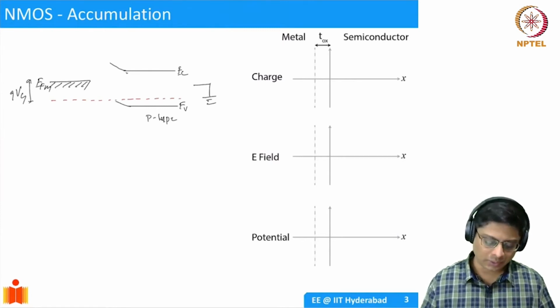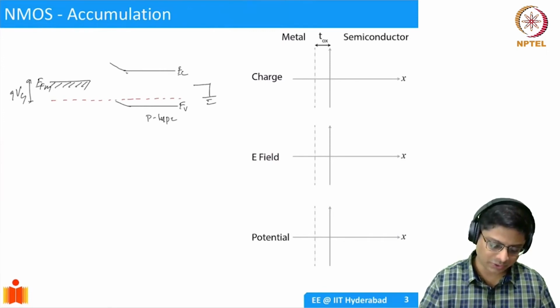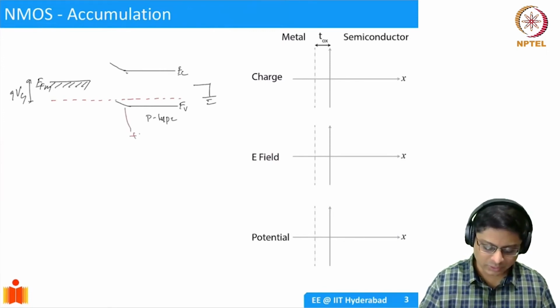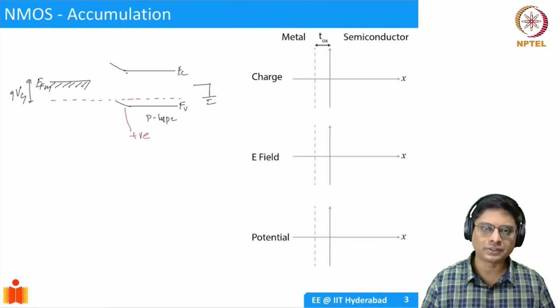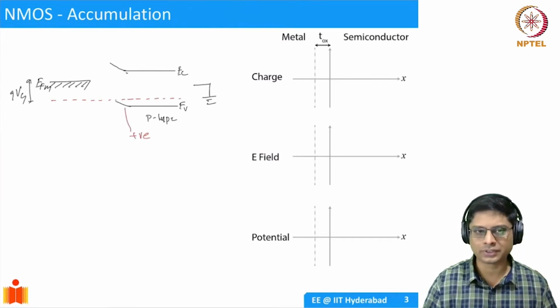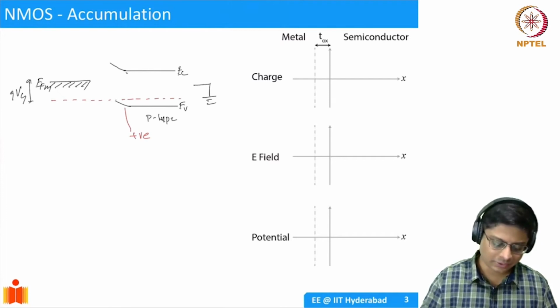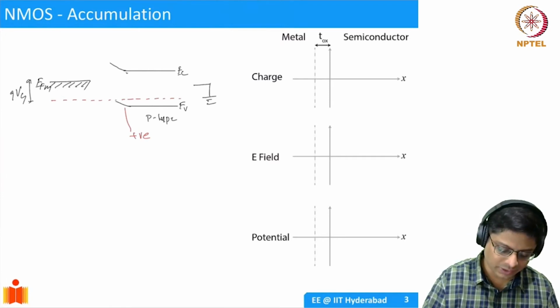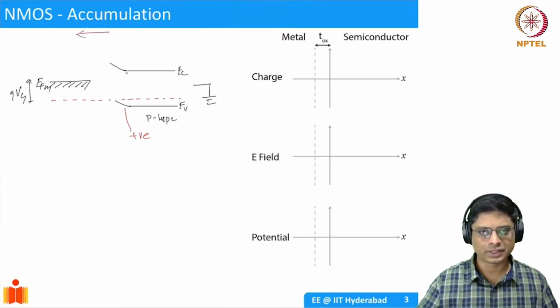Okay. So now you have positive charge, right? Here you have positive charge. Holes have accumulated. On the other side, you have to have negative. You're essentially putting a negative bias. So there will be electrons on this side. So basically your electric field is in this direction, from right to left.